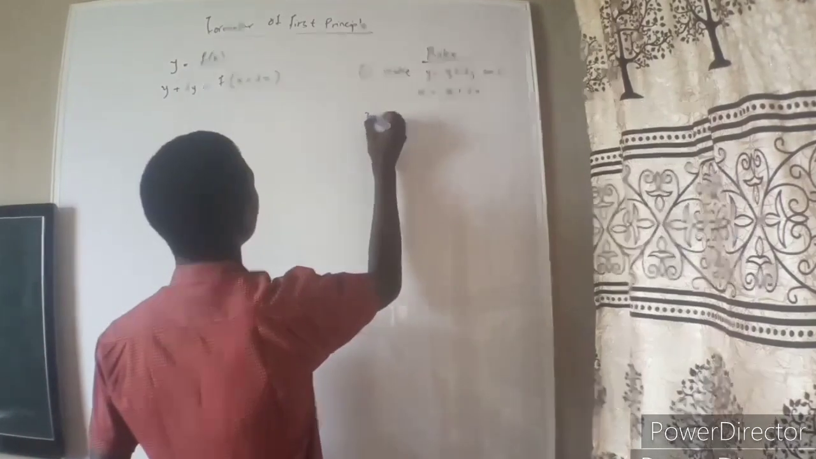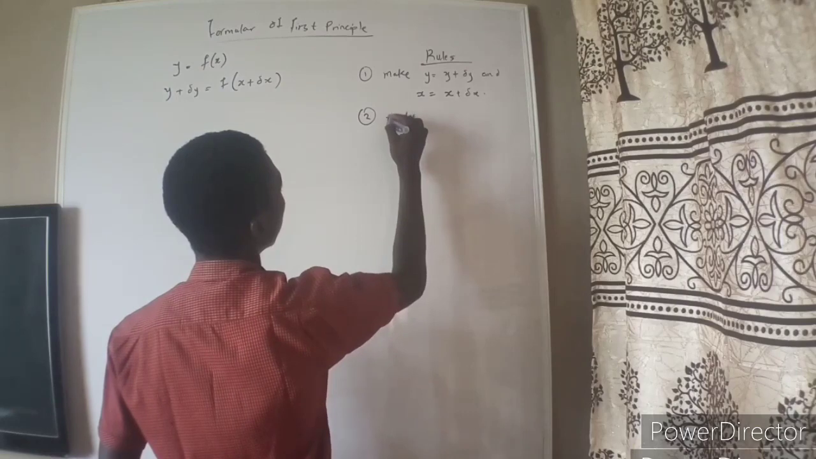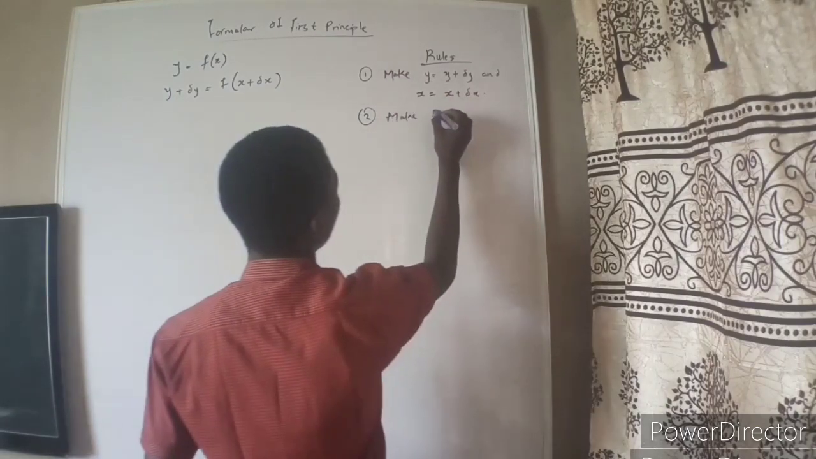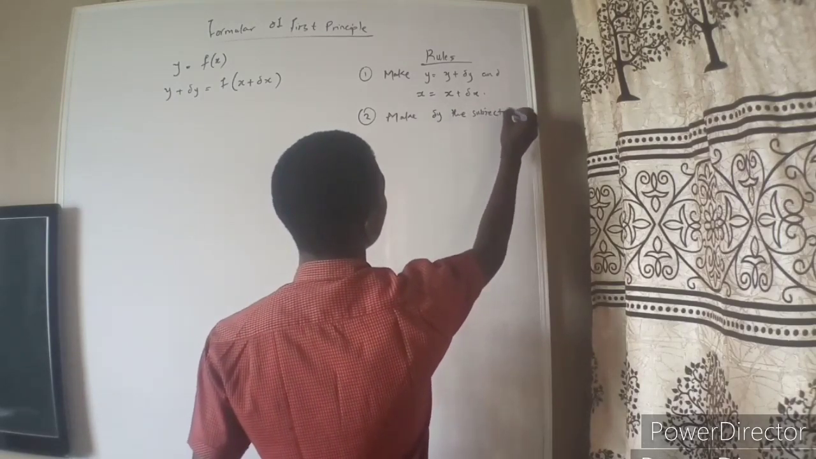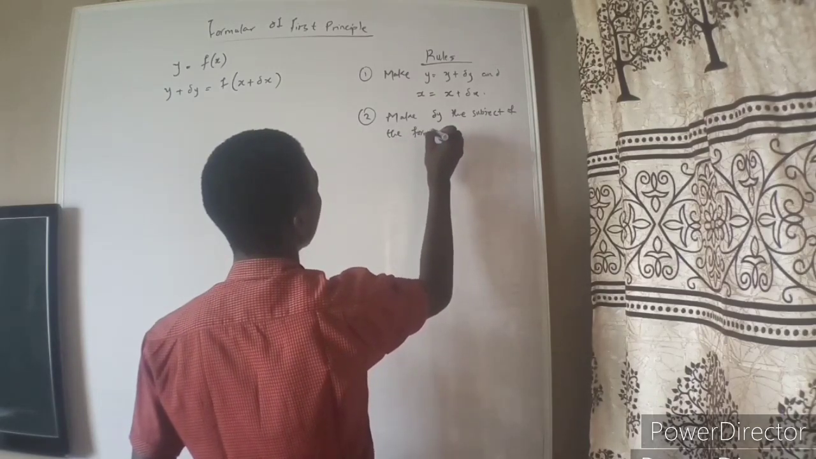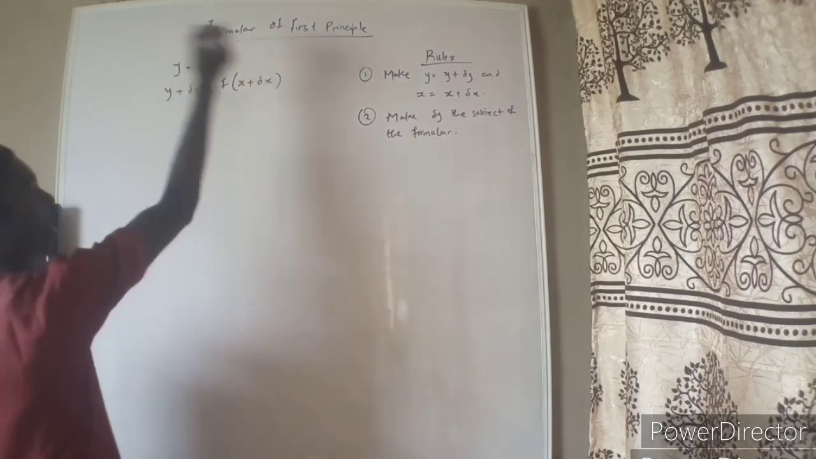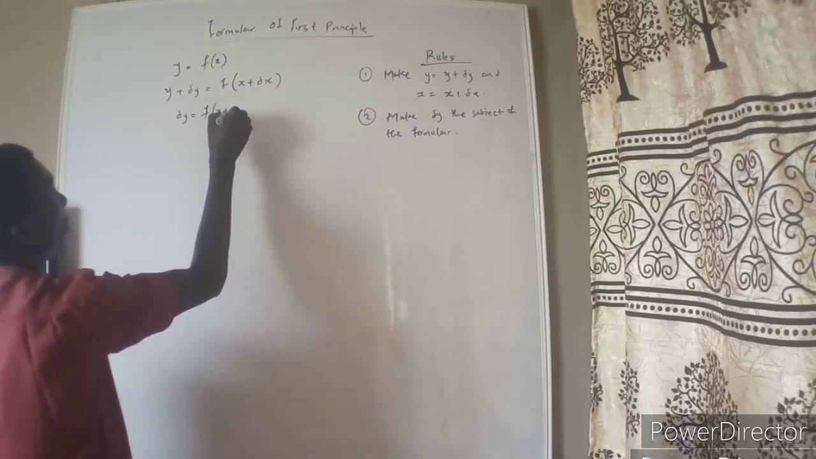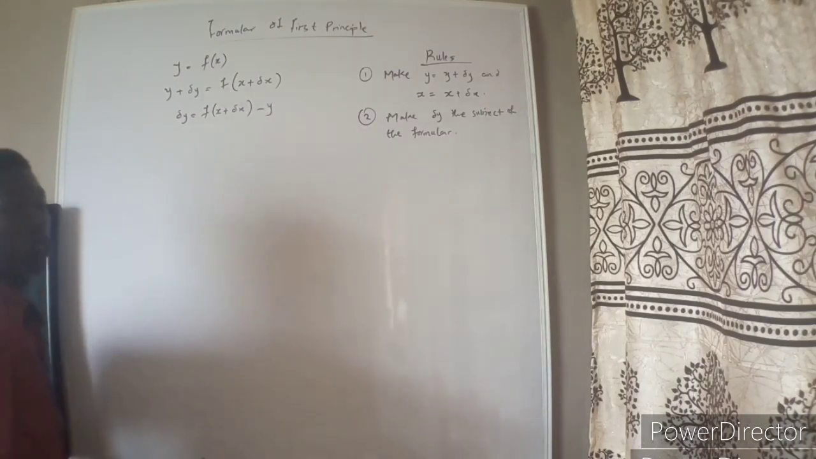Now the second rule says make delta y the subject of the formula. So making delta y the subject of the formula, definitely this y has to come here. So we have delta y equals f of x plus delta x minus y. I think this is clear.